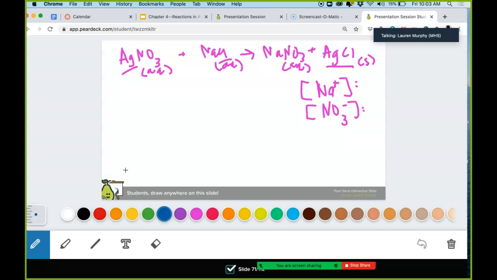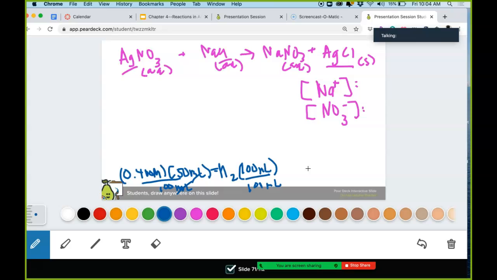So silver nitrate, I'll do it down here. 0.4 molar. I have 50 milliliters of it. New molarity. And the final volume is 100 milliliters. So you divide both sides by 100 milliliters to get the new molarity. And you end up with 0.200 molar silver nitrate. So it was 0.4 molar, but because you mixed it with someone else, it dropped down to 0.2 molar.